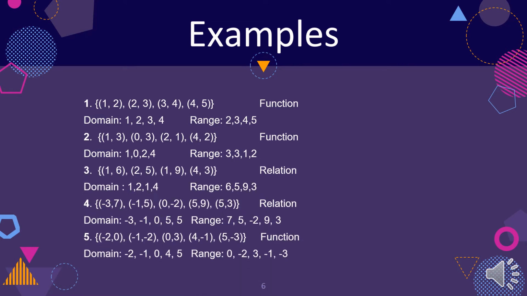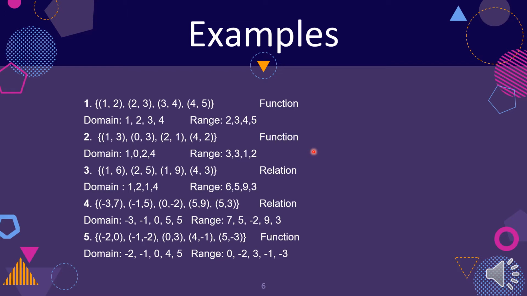So here are examples of sets of ordered pairs. First example: (1, 2), (2, 3), (3, 4), (4, 5). It is a function because the domain is not repeated. Second example: (1, 3), (0, 3), (2, 1), (4, 2). It's a function because the domain is not repeated. But as you can see, the range is repeated. So you will ask, if the range is repeated, then why is it not a relation only? It's because we do not include the range in checking if it's a function or a relation.